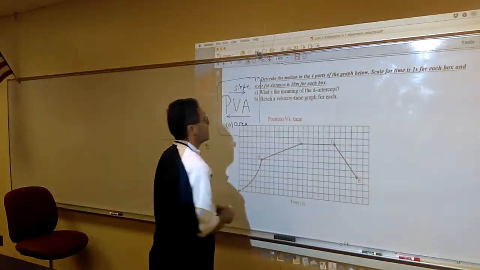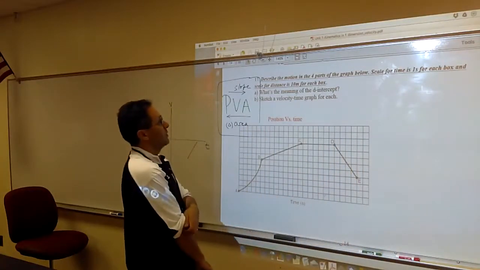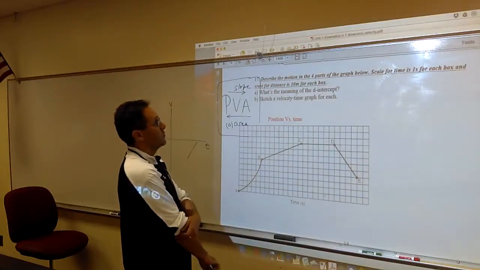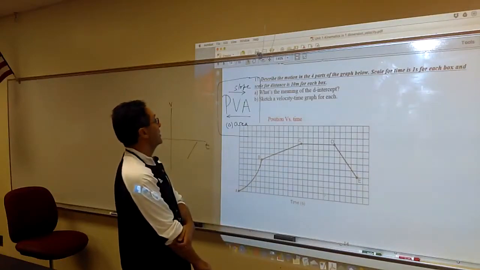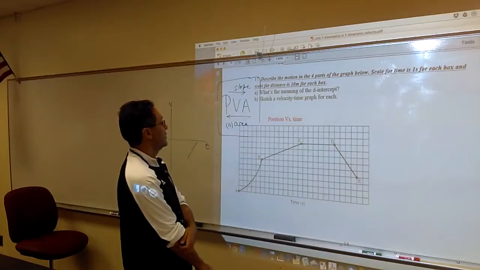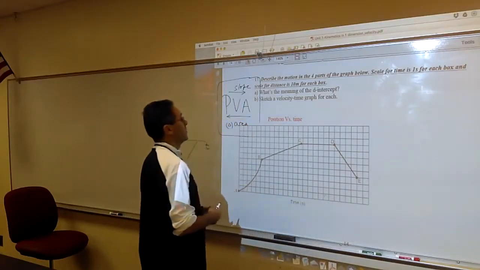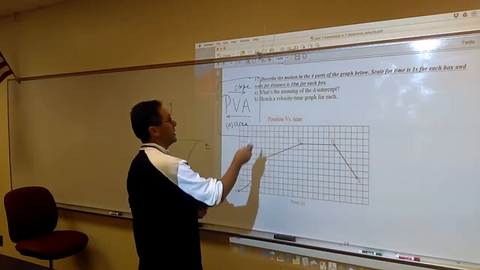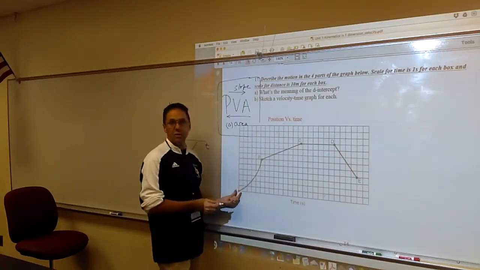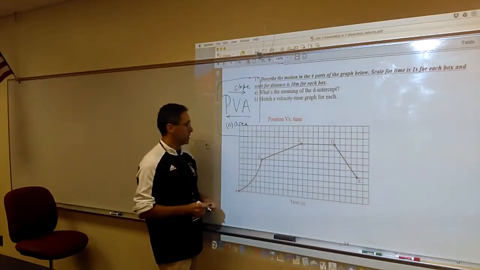Okay, describe the motion in the 4 parts of the graph below. The scale for time is 1 second for each box, and the scale for distance is 10 meters for each box. What's the meaning of the d-intercept? Well, this just means that when the clock started, you were at the origin.